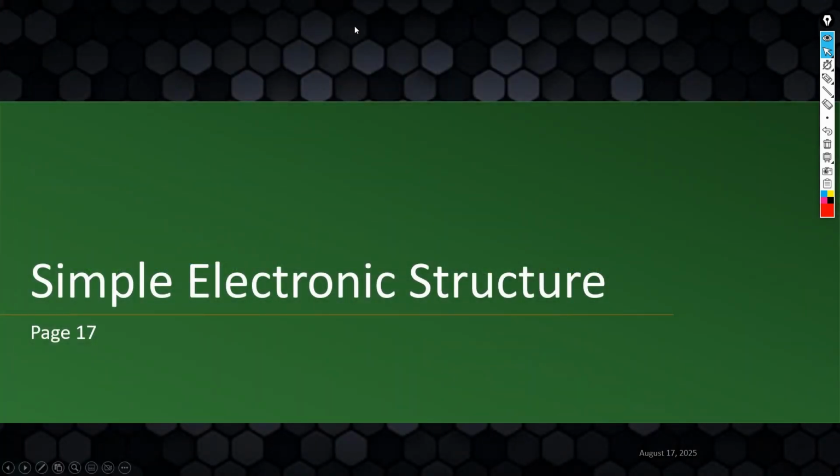So starting off with Section 1. Section 1, we're going to go over simple electronic structure. How are the electrons organized in the atom? Now, this should be very much a review of honors chemistry material, but with a few added things in there.